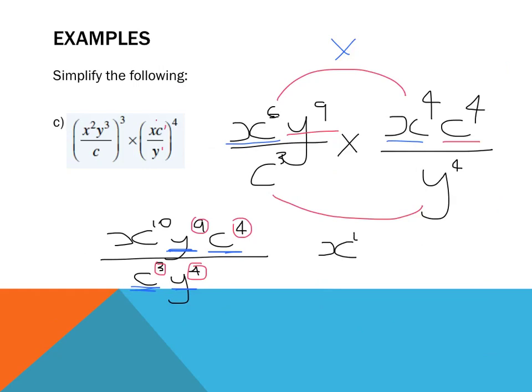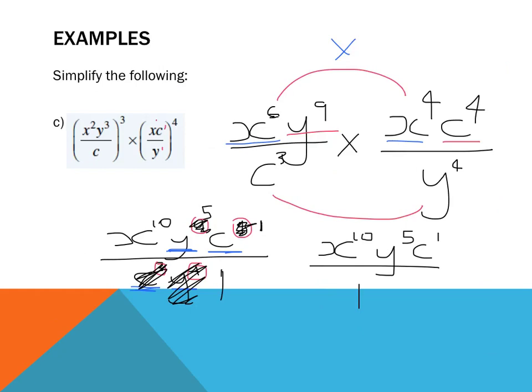I've got x to the power of 10. 3 c's cancel out on the bottom, which leaves me with 1 c on the top because there were 4 on the top originally. 4 y's on the bottom cancel out with 4 y's on the top, which leaves me with 5 y's on the top. Which leaves me with just 1 on the bottom, or it as a whole. So y to the power of 5, c to the power of 1. I better make sure it's all over 1.